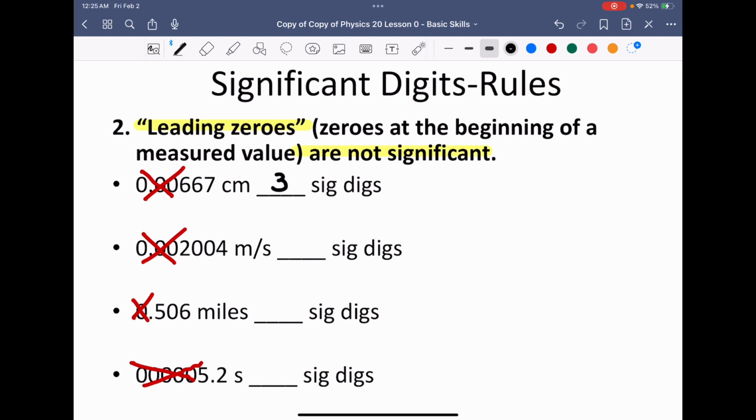We have 4 in the next example. And remember, zeros in the middle are totally fine. They just can't be out in front. We have 3 in the third example, and lastly, we have 2 in the final example here. So just make sure your leading zeros, don't look at them. They are not considered to be significant digits.